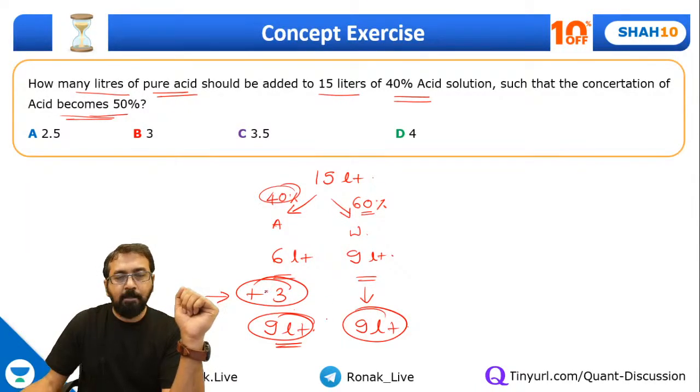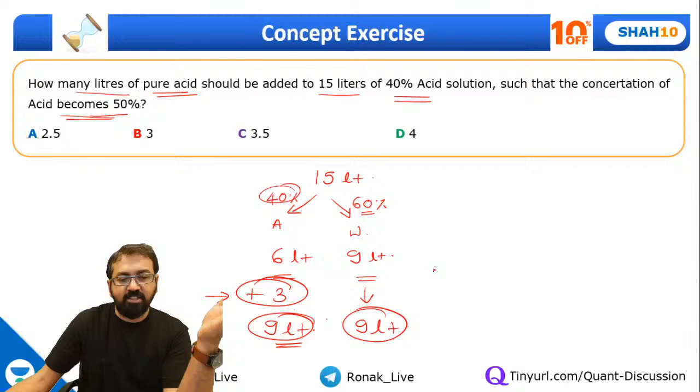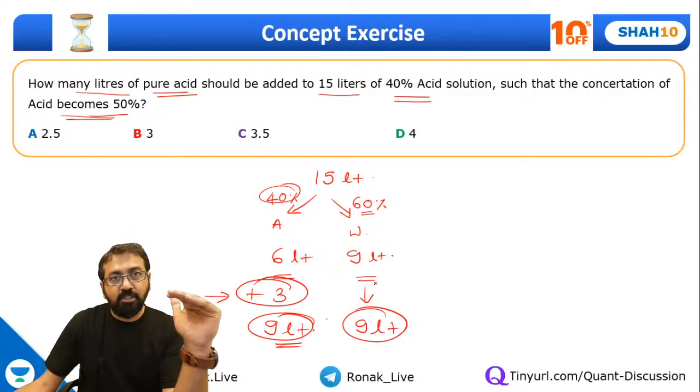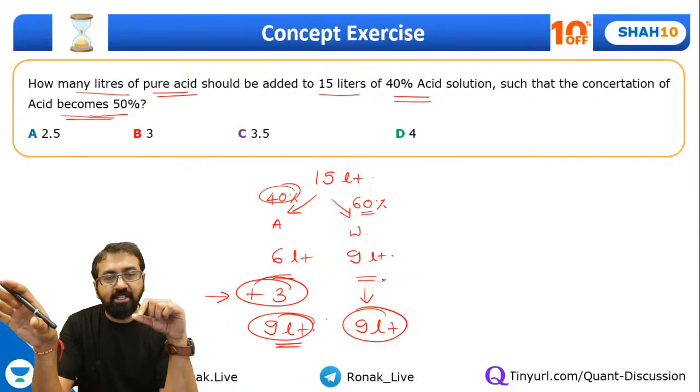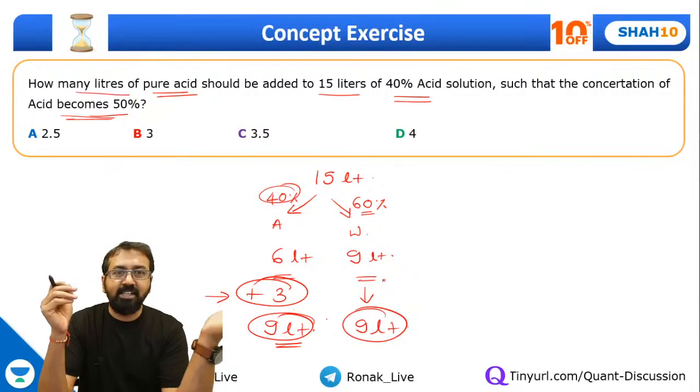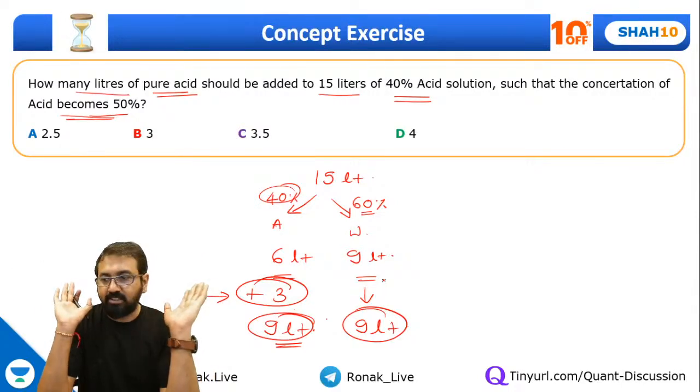Don't make any equation. Just understand the water remains same. Water is 9 liters and after adding pure acid, water becomes 50% of the total. So which is equal to 9 liters. So what should be total? It should be 18 liters. That means we need to add 3 liters of acid.